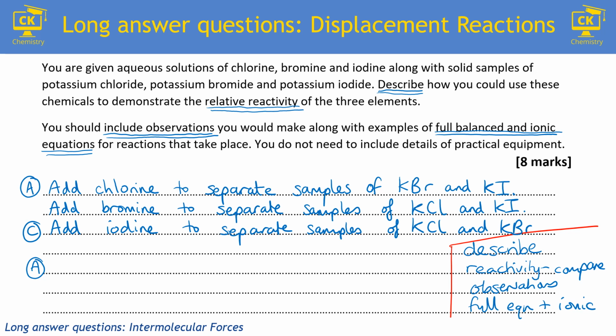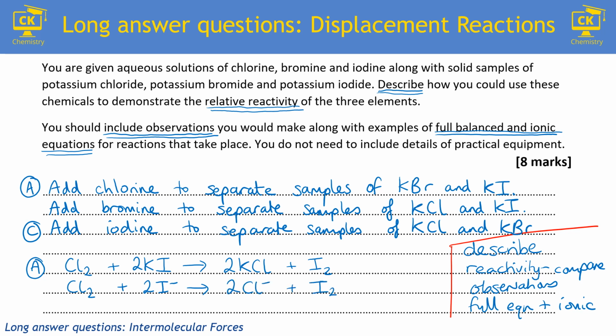I want a full balanced equation, so I'm going to start with Cl2 plus 2KI, I'm starting with the iodide, and that gives 2KCl plus I2. It does not talk about state symbols, so I don't need to add those in. And then, since I'm already on that, I could write an example of an ionic equation.